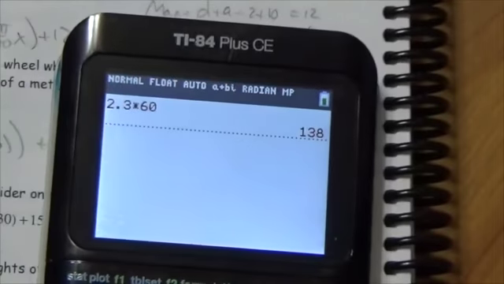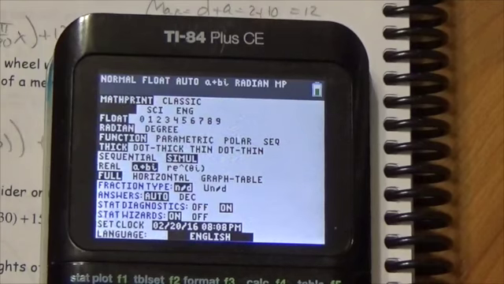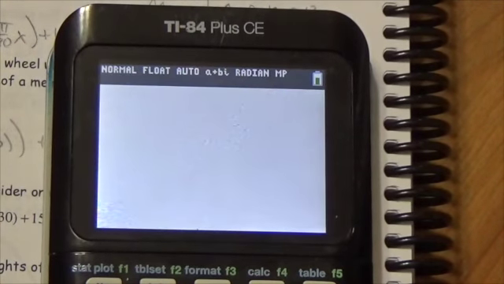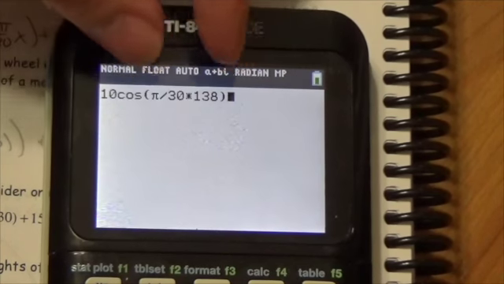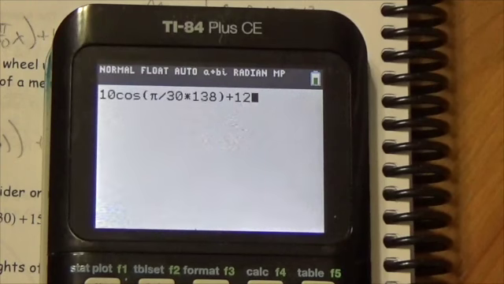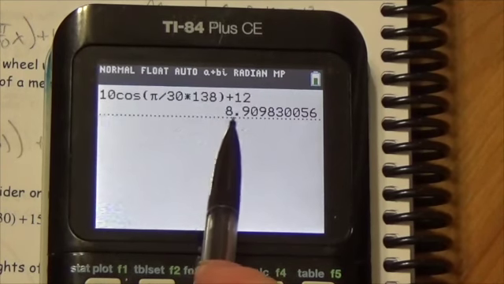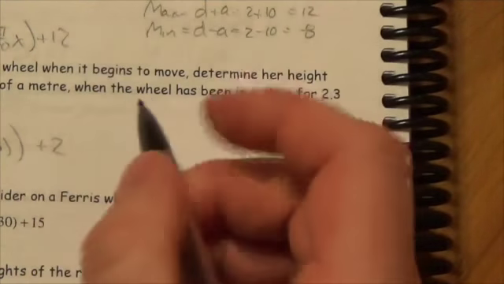Okay, now we go to the calculator. Make sure we're in radian mode, because if we're not in radian mode, that's not going to work. So 10 cosine of pi divided by 30 times 138. Now we're going to close the brackets for the cosine function, and then we're going to add 12. There's our d. And it turns out, to the nearest tenth, she's at 8.9 meters above the ground.